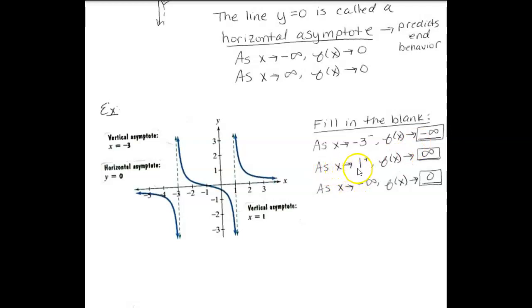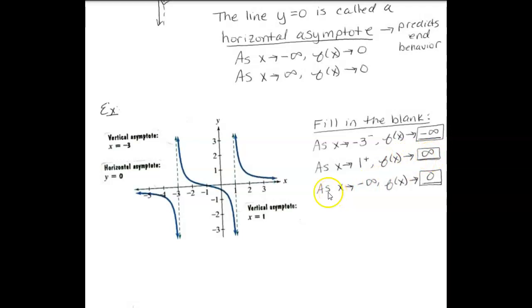As x approaches 1 from the right, okay, so here's my x equals 1, start on the right of it, find the graph, move toward 1, what's happening to f of x? It's going up, so we could fill in the blank as f of x approaches positive infinity.